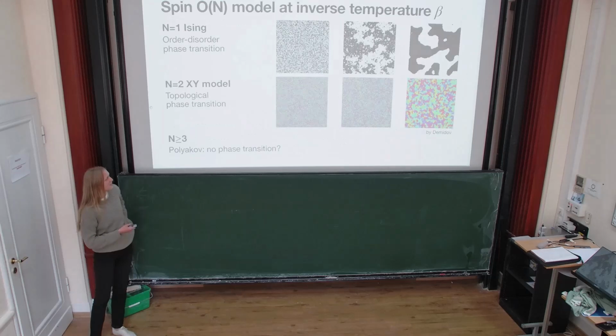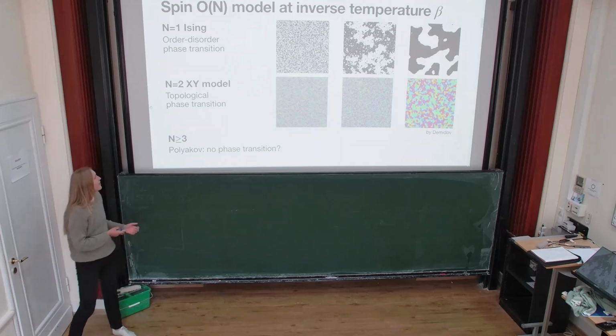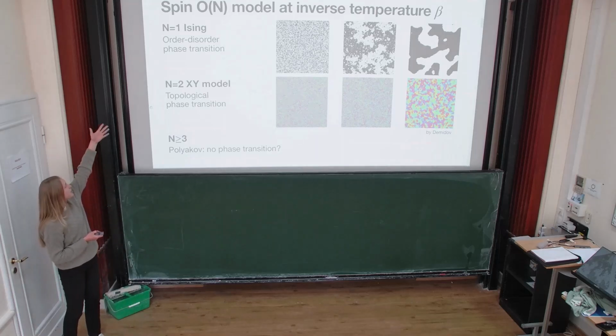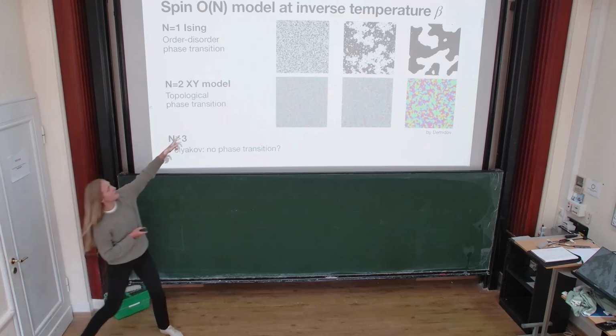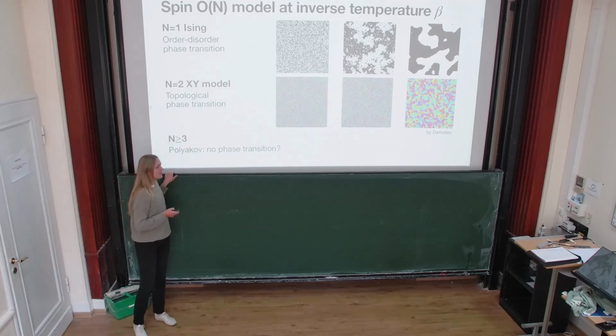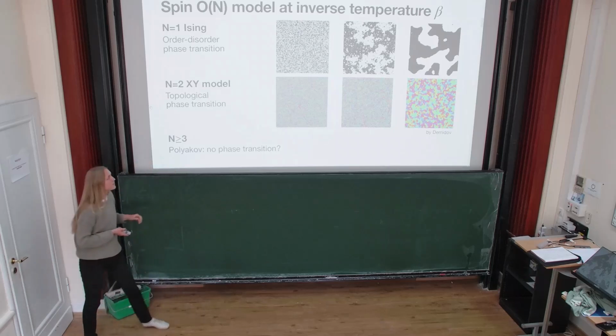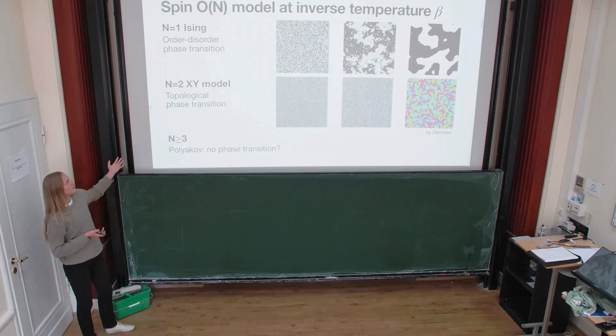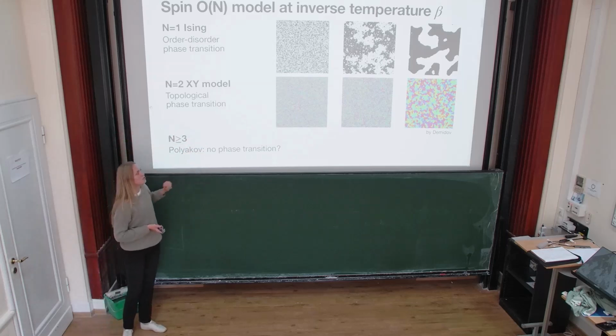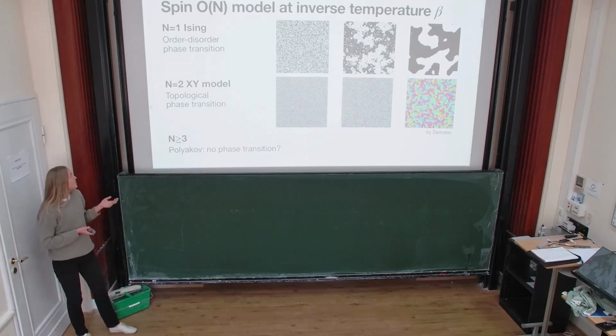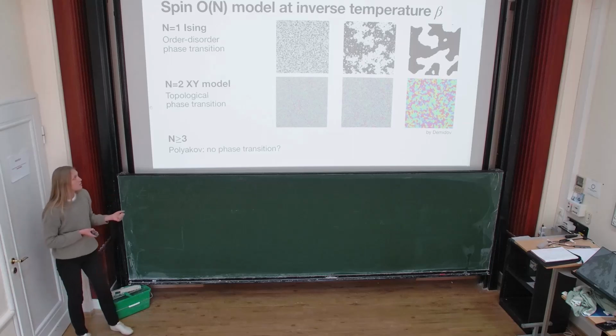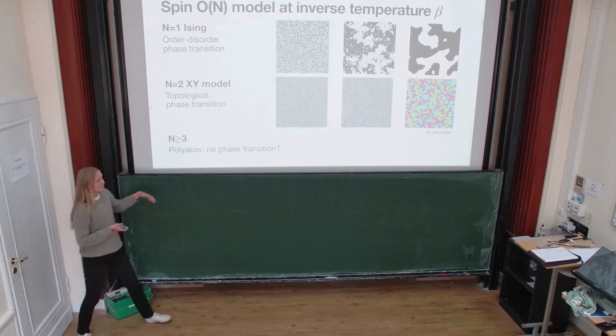But here I just more or less repeat the slide of Christoph. Namely, spin O(n) models at inverse temperature beta. Inverse temperature beta means that all C_xy for edges on our Z^2 are equal to beta. For these models, when n is equal to 1, we have Ising, and as was discussed, there is this order-disorder phase transition. Then for the XY model, which corresponds to n equal to 2, we have a topological phase transition with vortices.